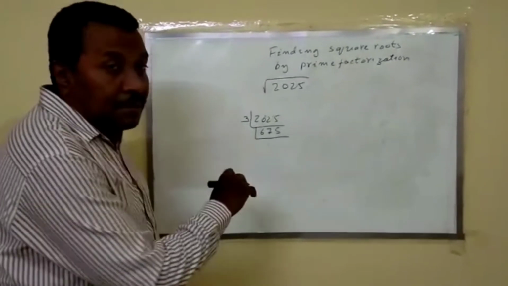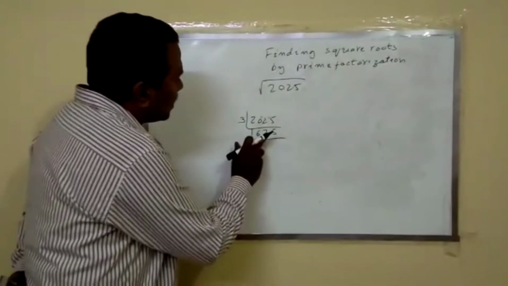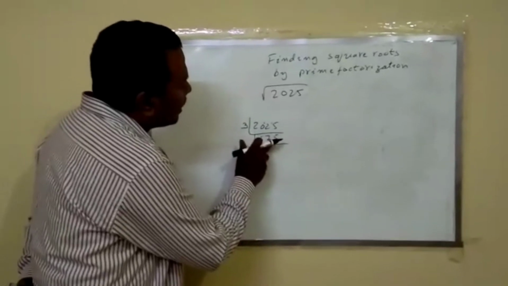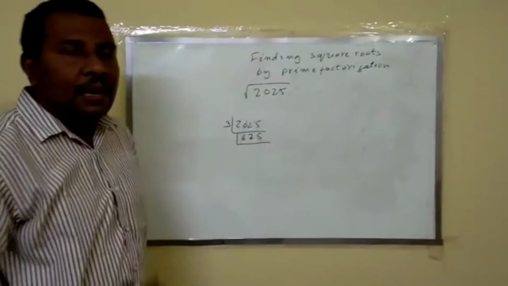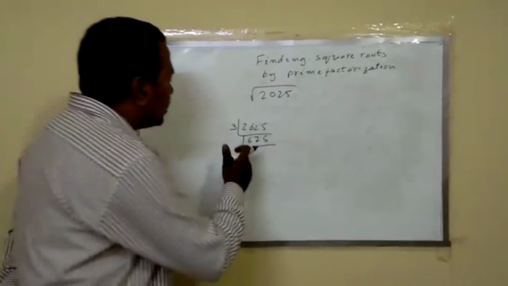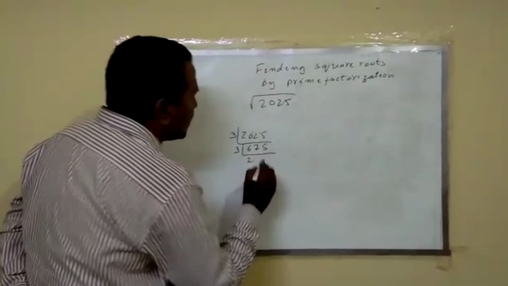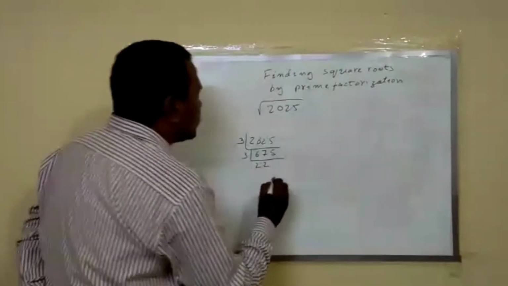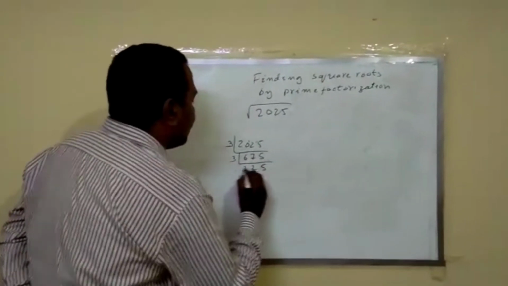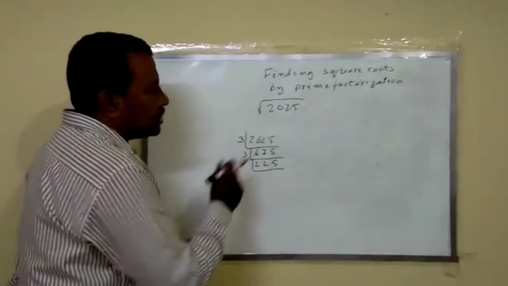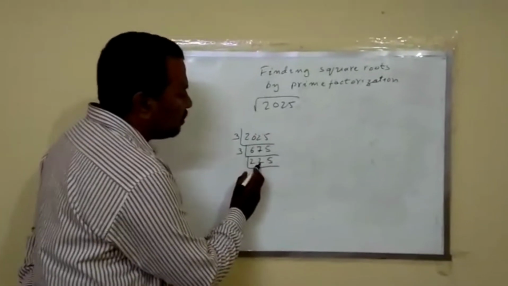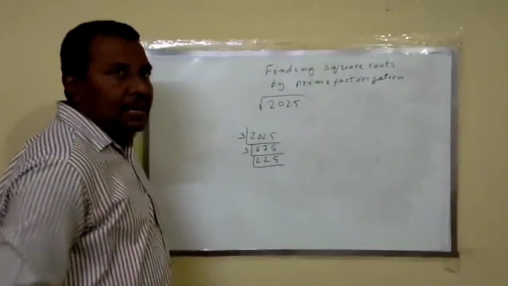Check whether this number is divisible by 3 or not. 7 plus 6 is 13. 13 plus 5 is 18. 18 is exactly divisible by 3. So this number is also exactly divisible by 3. Again take 3. 3 2s are 6, no remainder. Again 3 2s are 6, 1 is a remainder. 3 5s are 15. Again check. As usual, 2 plus 2 is 4. 4 plus 5 is 9. 9 is divisible by 3.